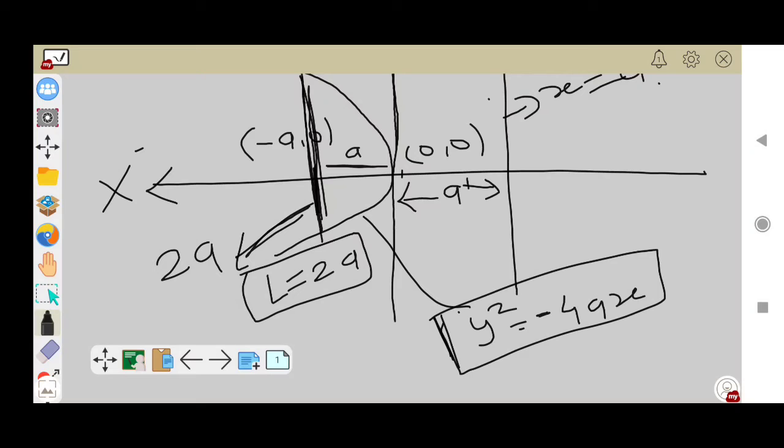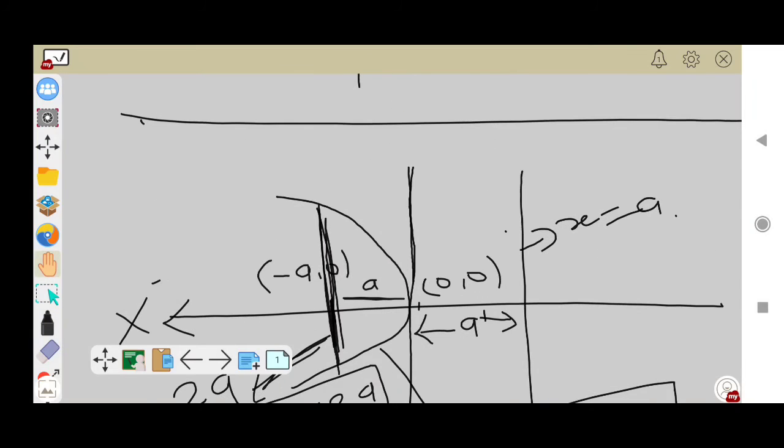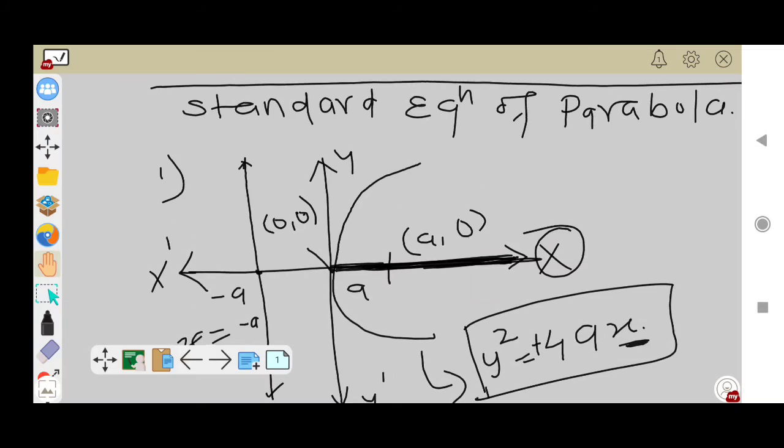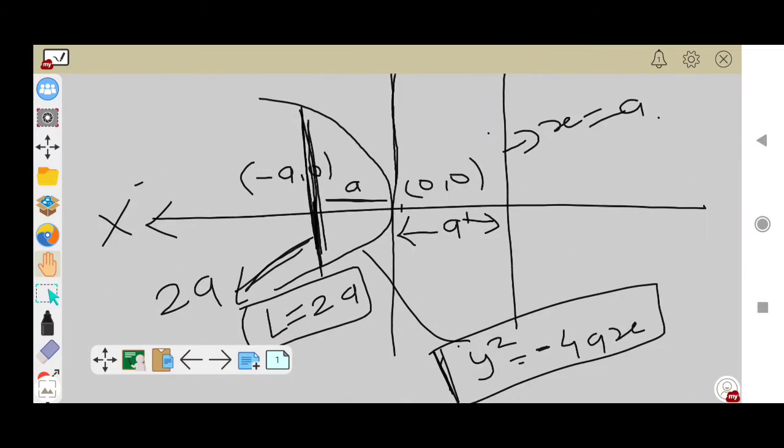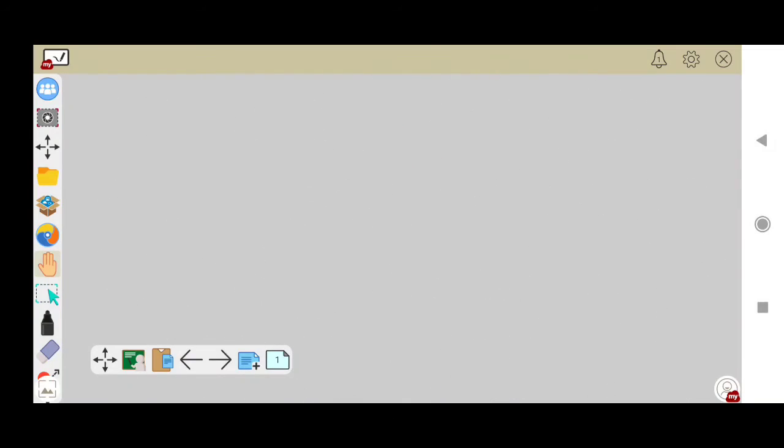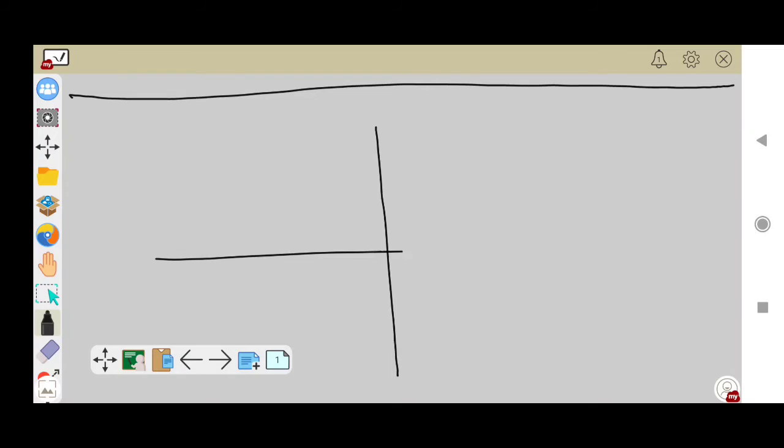See, if here it is y, then the axis of the parabola will be y. This is the axis of the parabola. The axis of the parabola will be y, and here we will write it as x square. Let's hope first we go through all the four equations of parabola.